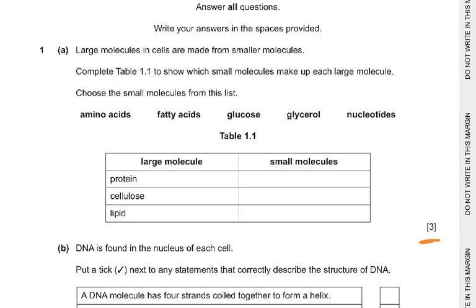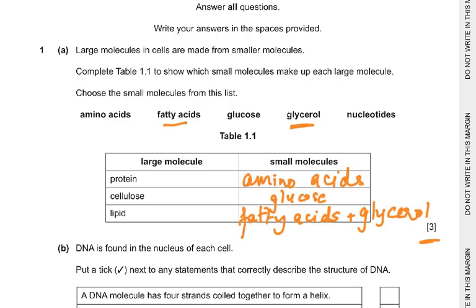Look at that. So proteins are made up of what? They're made up of amino acids. Cellulose is made up of glucose. And lipids are made up of fatty acids and glycerol. If you didn't write glycerol, you won't get the mark. And please remember, there are no 0.5 marks in biology. So this is what you would have written: amino acids, glucose, fatty acids, and glycerol, and you would get the 3 marks.